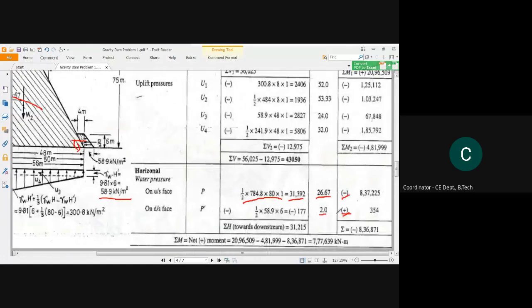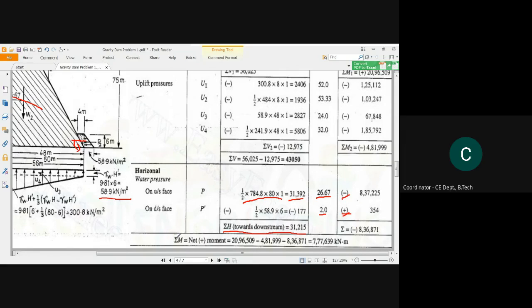So by calculating all the summation of the horizontal forces, 31392, 177, we will get this value, and by summing all the values, we will get the moment at this part due to horizontal forces.